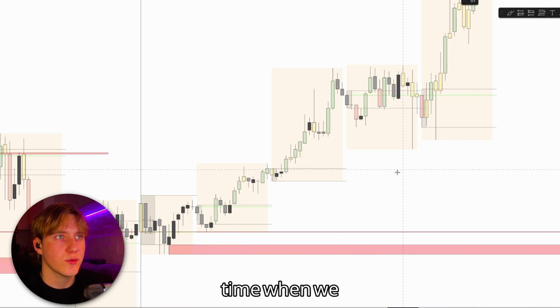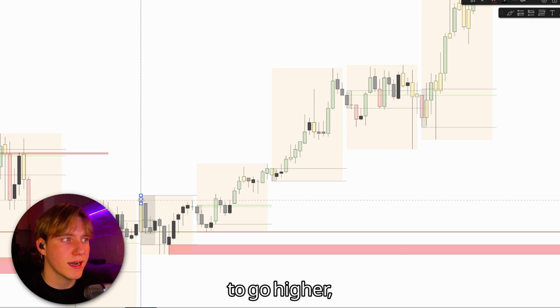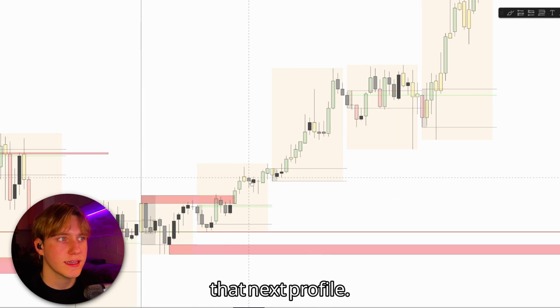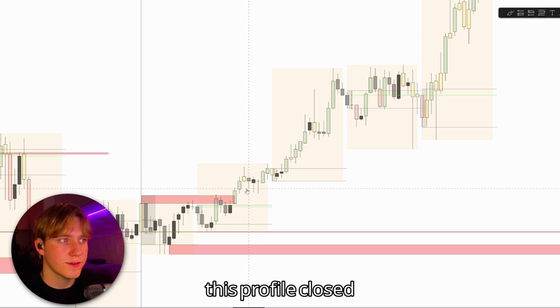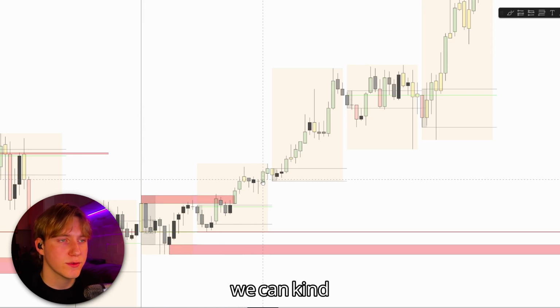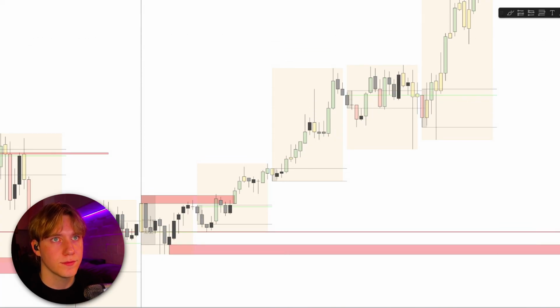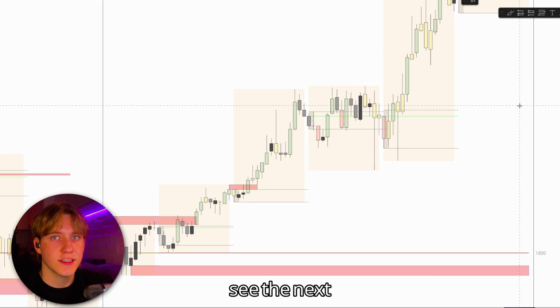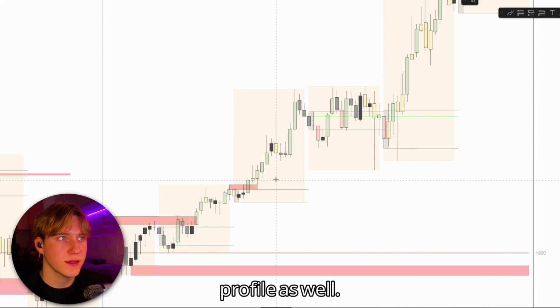So every single time when we have profiles confirming to go higher, we can see that as a confirmation to continue higher on that next profile. So saying that this profile closed above this previous profile and had a continuation, we can kind of see that next profile to do the same. Closed above. You can kind of see the next profile to be a bullish profile as well.